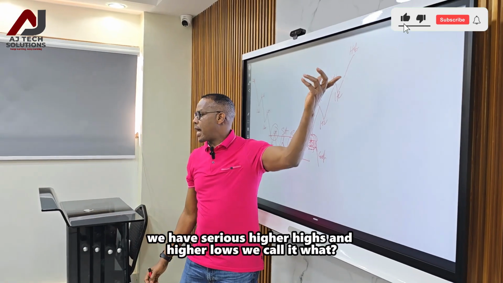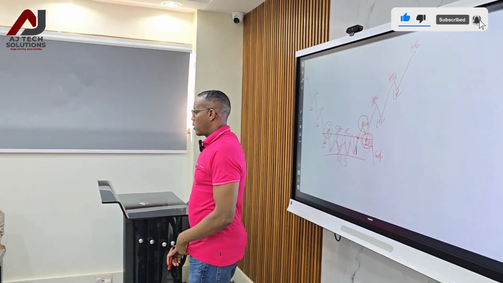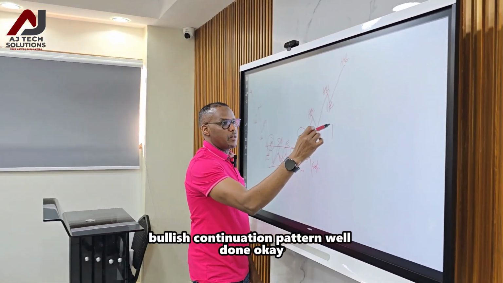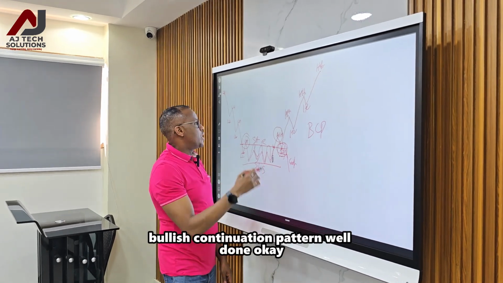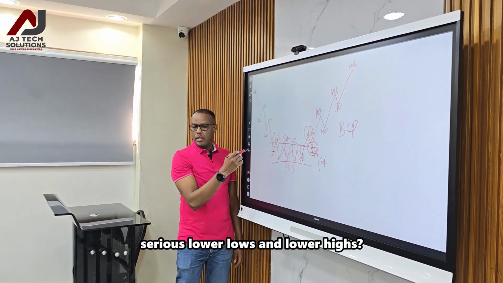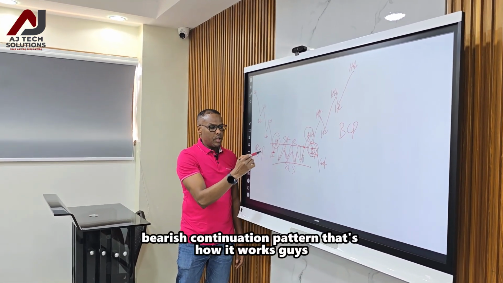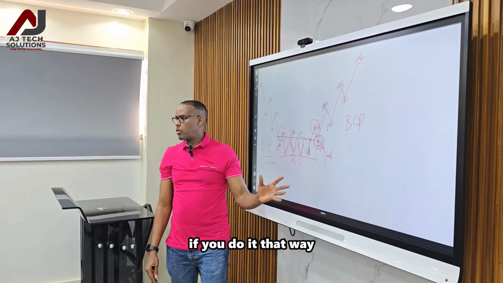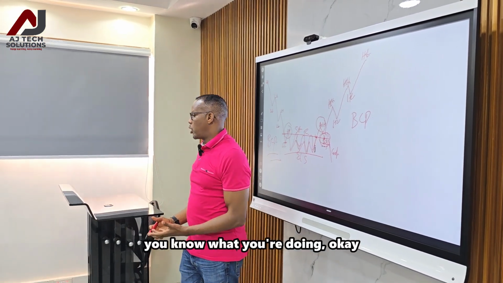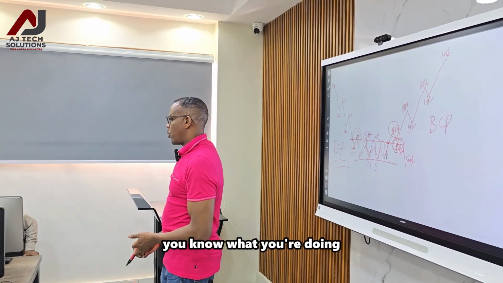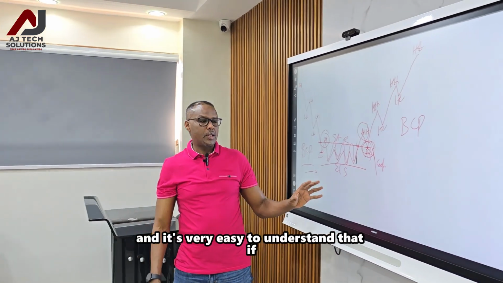When we have a series of higher highs and higher lows, we call what? Bullish continuation pattern. Well done. A series of lower lows and lower highs? Bearish continuation pattern. That's how it works, guys. If you do it that way, you know what you're doing, and it's very easy to understand.